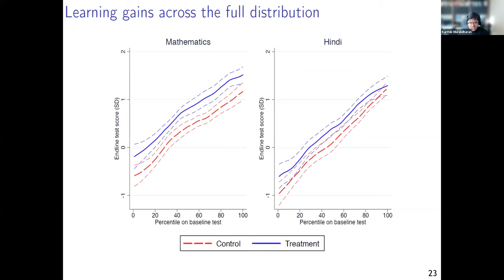And then this is looking at heterogeneity. You see that these effects are seen at every part of the distribution, okay? You're organizing kids by baseline percentile. This is the weakest, this is the strongest in the baseline test.